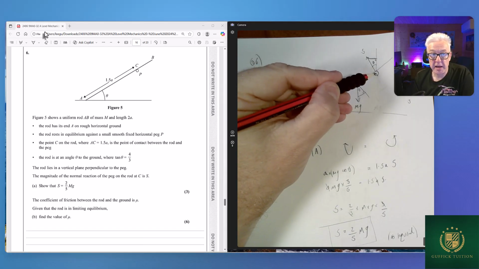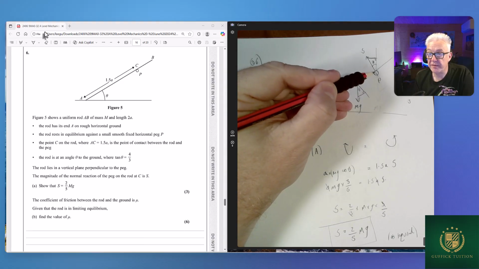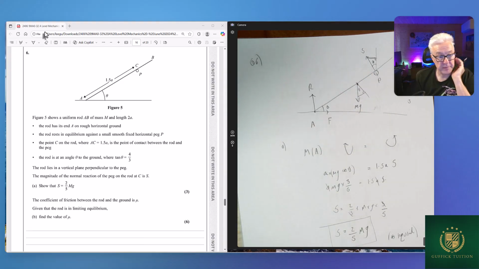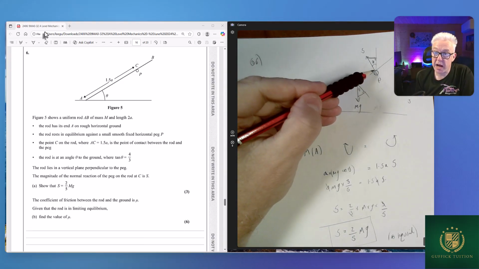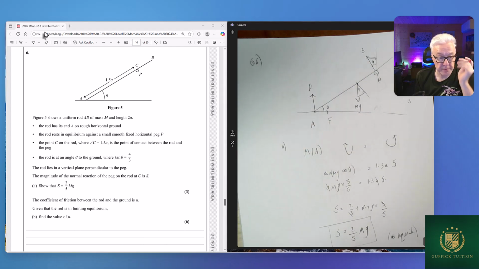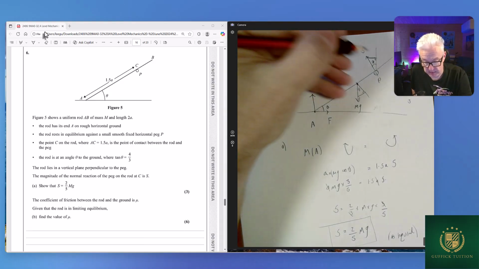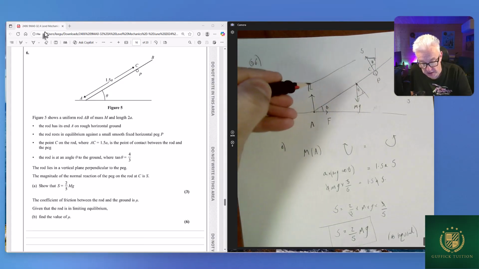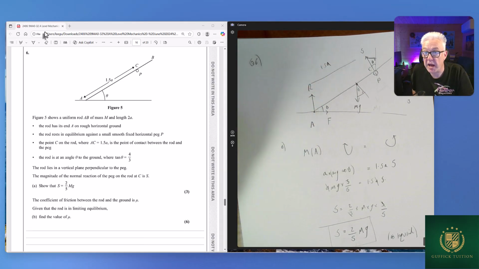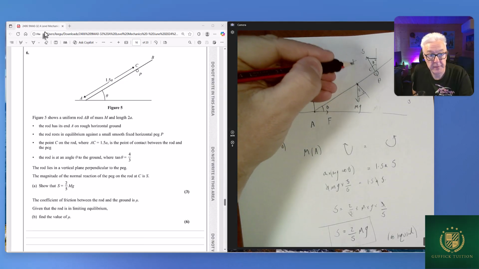So there's our peg P, and we don't need to worry about any friction because it's smooth, which also means that the reaction is going to be at 90 degrees. Okay, that's fine. It says the point C on the rod where AC is equal to 1.5a is the point of contact between the rod and the peg. So it's in contact at point C where this distance is 1.5a.